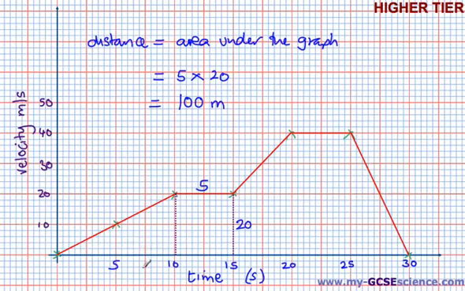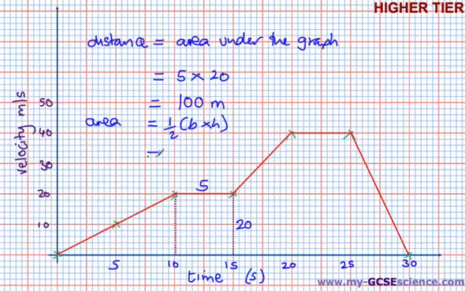Okay, a second place where we could work out distance travelled, where it's slightly more confusing, is say from 0 to 10 seconds. Now we haven't got a square here, we've got a triangle, and the formula for the area of a triangle is area is half of the base times height. And unfortunately they don't give you this formula in the exam. You'll have to remember it from your maths lessons.